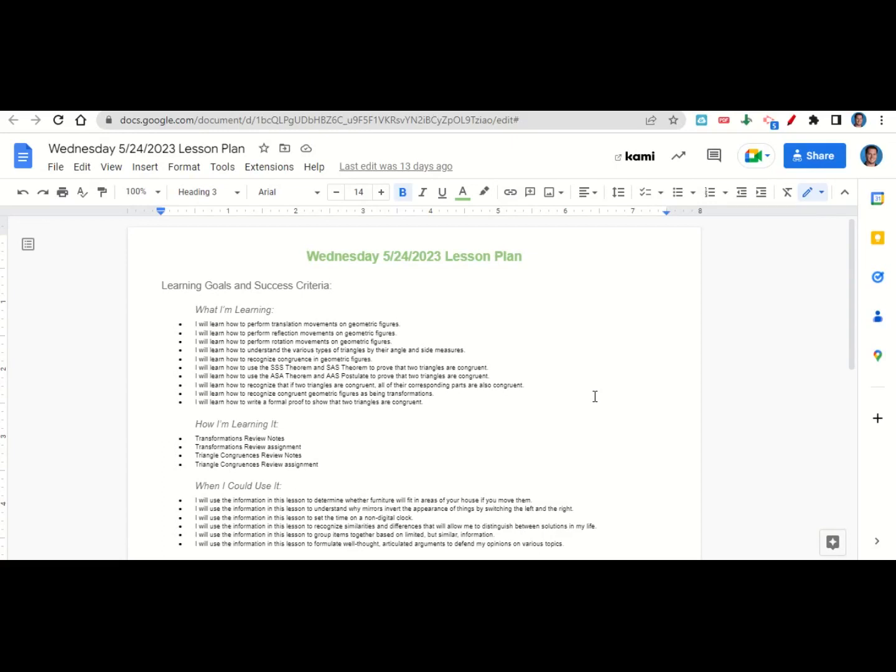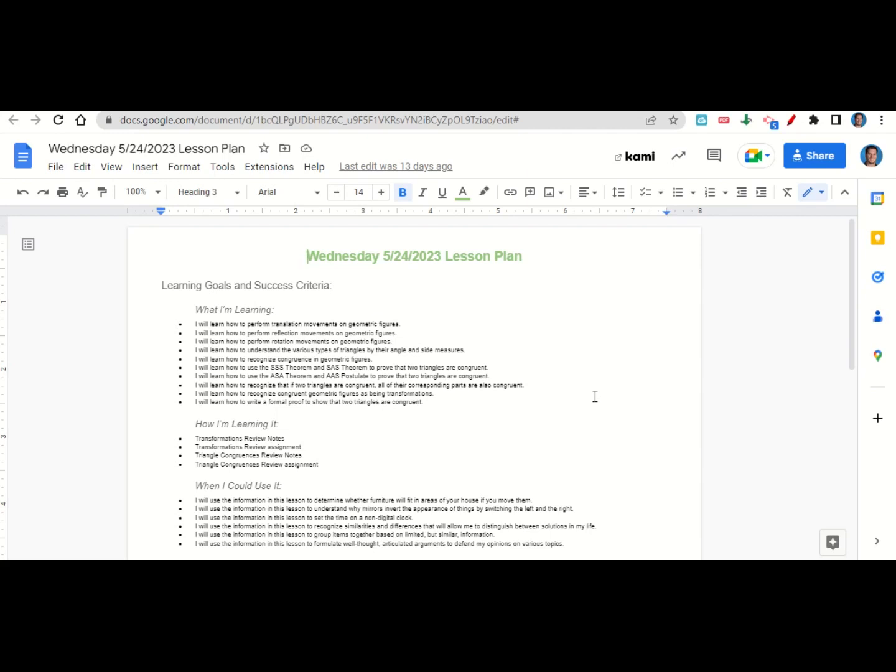We're learning how to perform translation, reflection, and rotation movements on geometric figures, how to understand the various types of triangles by their angle and side measures, how to recognize congruence in geometric figures, how to use the SSS theorem, SAS theorem, ASA theorem, and AAS postulate to prove that two triangles are congruent, to recognize that if two triangles are congruent, all of their corresponding parts are also congruent, to recognize congruent geometric figures as being transformations, and to write a formal proof to show that two triangles are congruent.